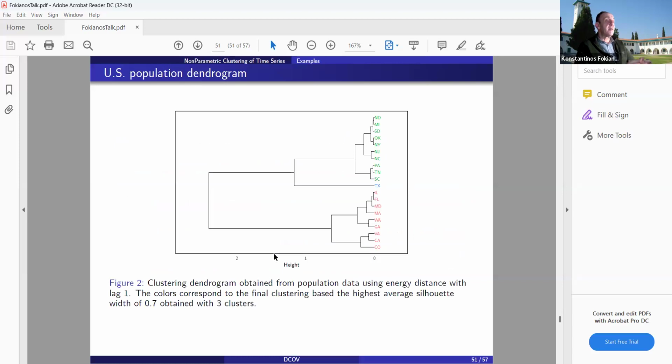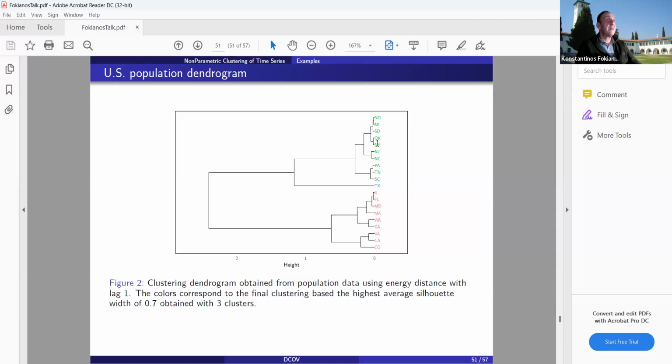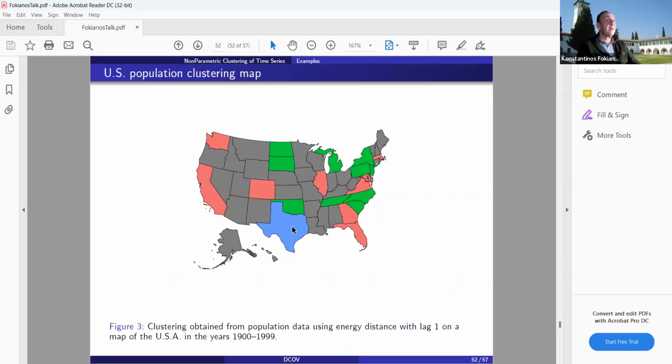So this is our clustering result. We have these 10 states here, 9 I think, here, and 1. Texas is in the middle. You see the red states are here, the green are here, and Texas doesn't belong to any cluster.